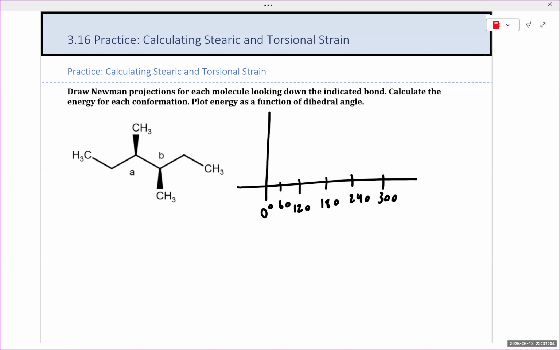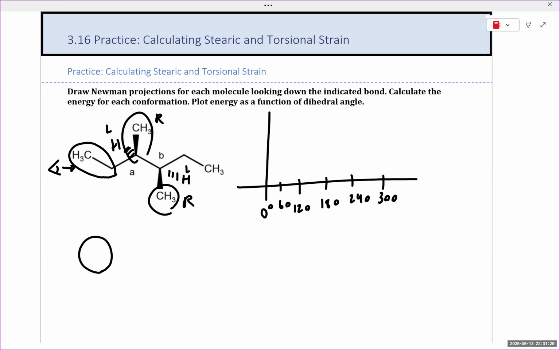Okay, so first and foremost, we need to draw a Newman projection. We're going to view this molecule looking down the AB bond. Carbon A will be in front, carbon B will be in the back. Both these methyl groups have a wedge, so they'll be on the right. The hydrogens, which are implied, have a dash, which will mean they'll be on the left in our Newman projection view. This ethyl group is pointing up.